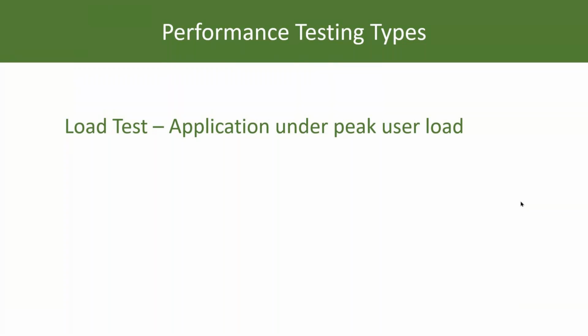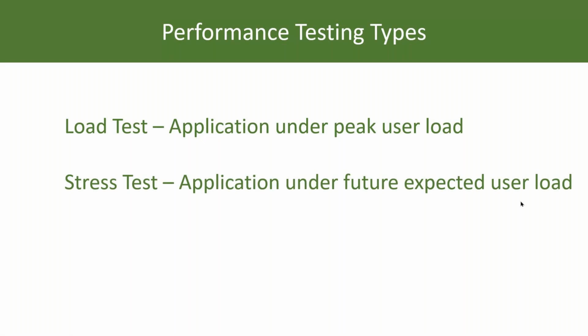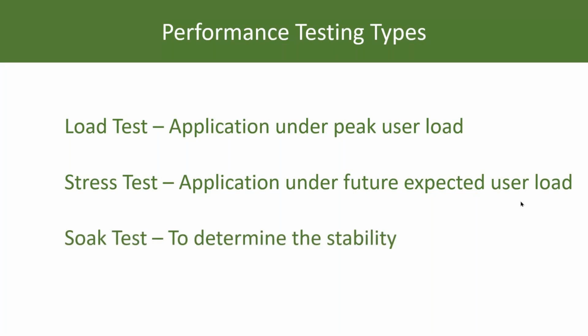Business user load. Stress test is another type of test where we are trying to stress the system and then break the system. Soak test is used to determine the stability. So soak test can also be called an endurance test, where we are seeing the endurance of the system, right? So this is for soak test.